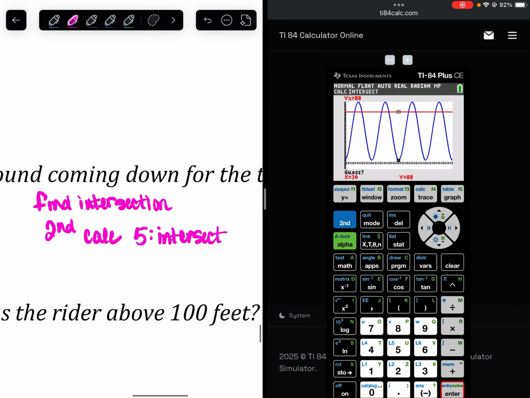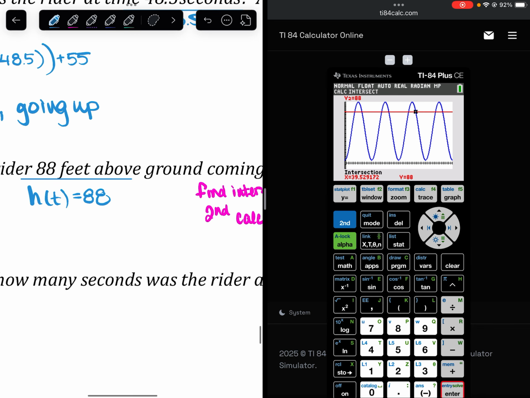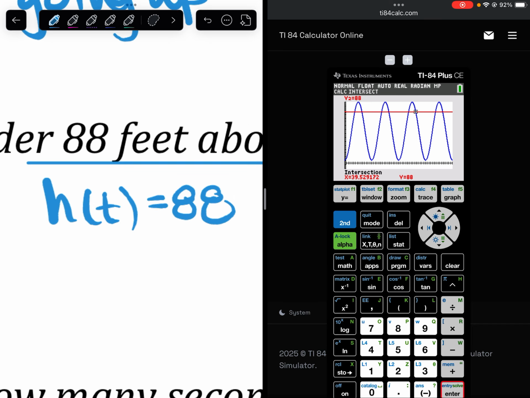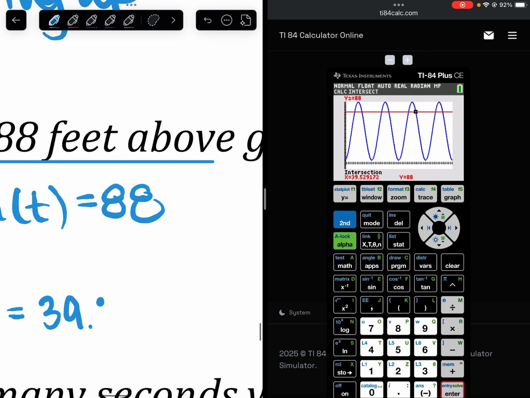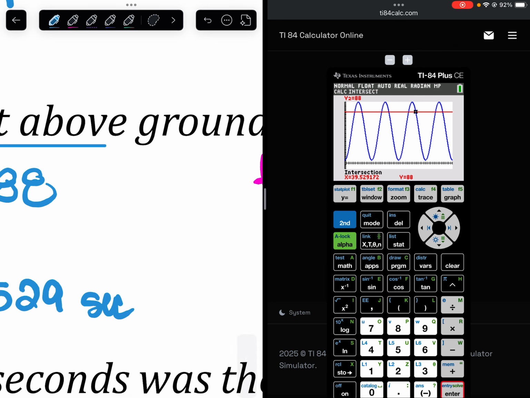We want the 88 coming down for the 3rd time. So I'm going to scoot over. That is the 88 coming up for the 3rd time. So we want to go over here to where he's coming down for the 3rd time and hit enter. It says the intersection is at x equals, or t equals, 39.529 seconds.